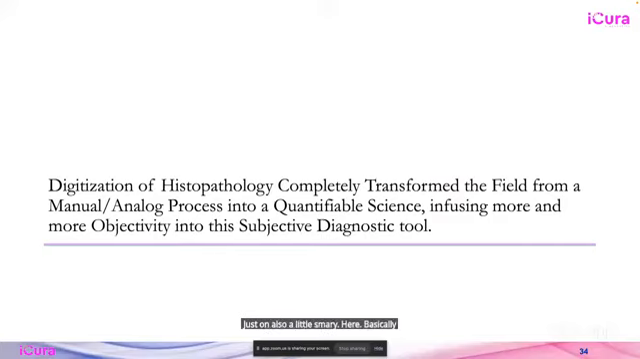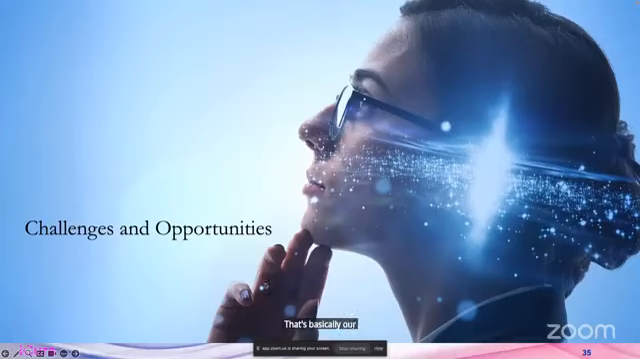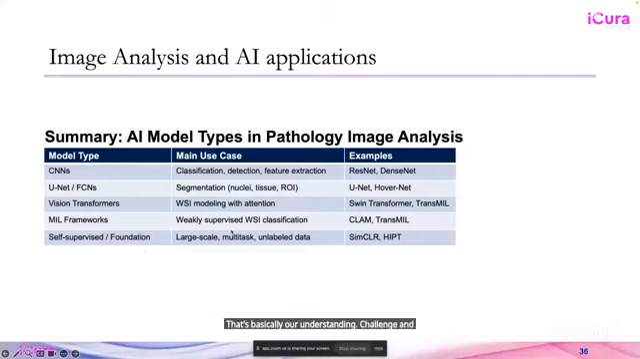Okay, so just a little summary here. Basically, what digitization of histopathology did is completely transform the field from a manual analog process into a quantifiable science in a digital sense, right? Infusing more and more objectivity into the subjective diagnostic tool. That's basically our understanding.